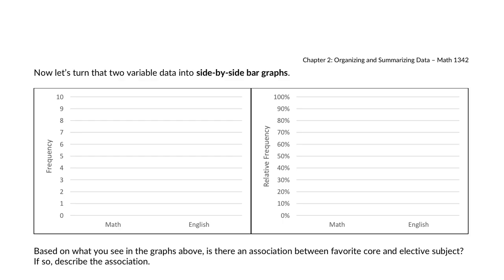We're going to turn this data, since we split it into two variables, into what's called a side-by-side bar graph. In a side-by-side bar graph, it's exactly like it sounds. We're going to have two bar graphs side by side so that we can compare the two extra variables that we recorded in our study.